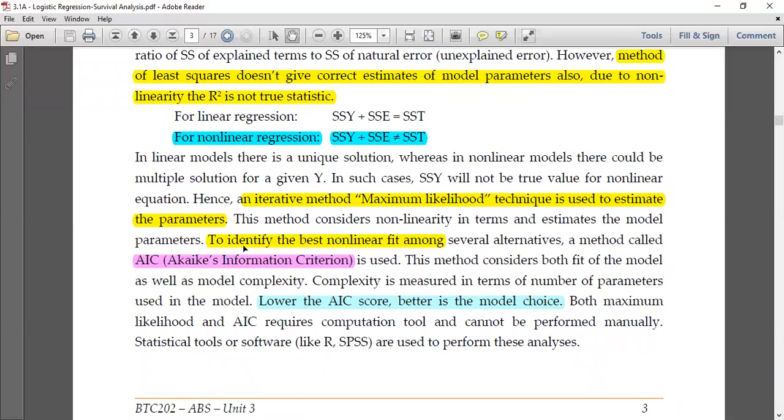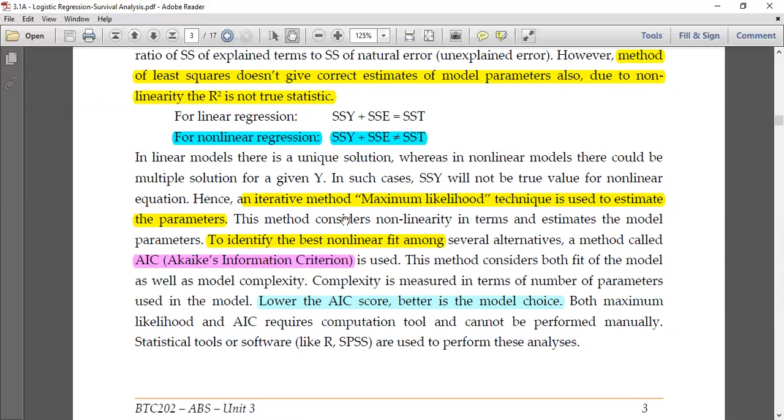There may be several different best nonlinear fit equations, all looking similar. How do we identify which is best? For that reason, there is a method called AIC. It is beyond the scope of this syllabus, but you can go through the additional materials available on the net. AIC is called Akaike's information criterion.